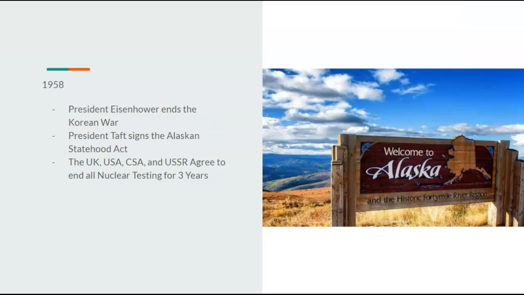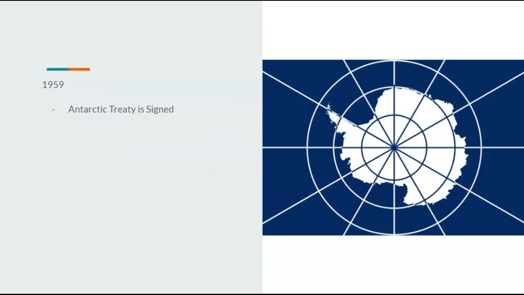In 1958, President Eisenhower ends the Korean War. He withdraws troops, a campaign promise. He would try to negotiate peace, and he does. And President Taft signs the Alaskan Statehood Act, which would give Alaska statehood within the Union. The UK, the Union States, the Confederate States, and the USSR agree to end all nuclear testing for 3 years. In 1959, the Antarctic Treaty is signed. Just look it up. It's just a weird thing where Antarctica is just not owned by any of the countries. It's more of a testing facility than it is anything else.